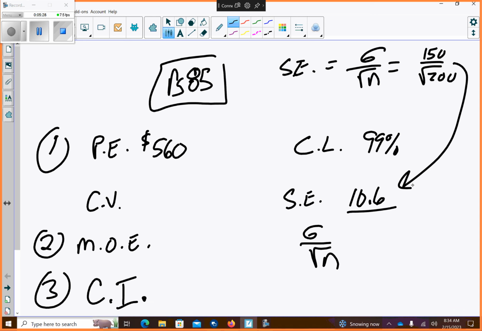And then our margin of error is going to be Z asterisk times this over root n. So I need to find our Z score.